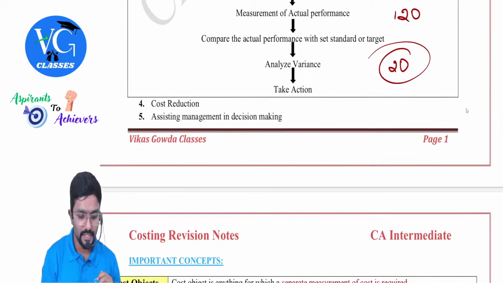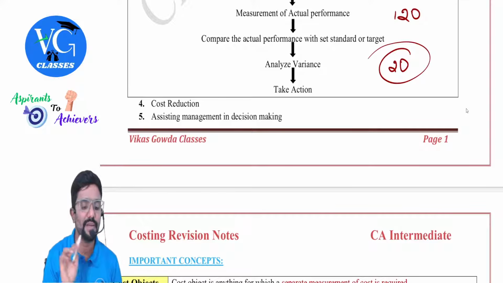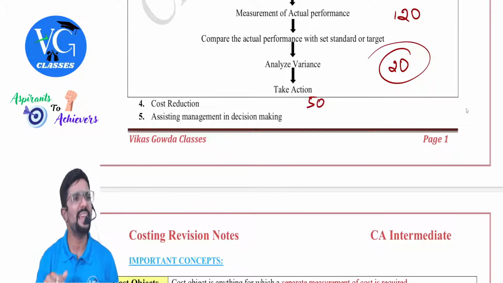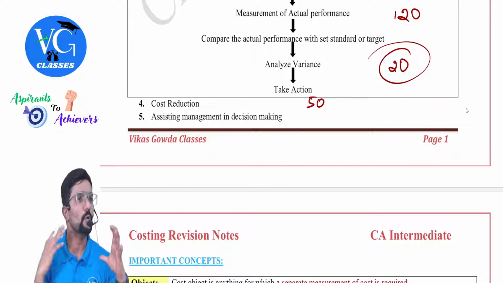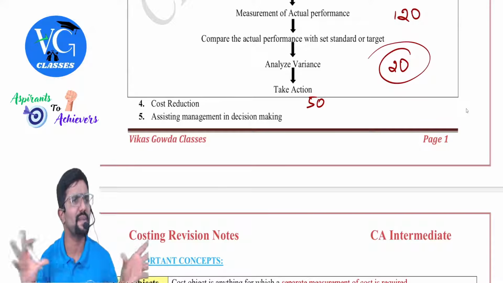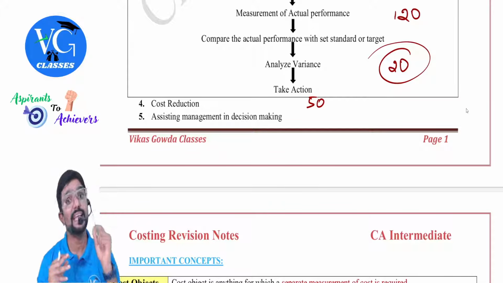Okay. Next is the cost reduction. Sir, what is cost reduction? Guys, assume now presently the company is incurring a cost of 50 rupees to produce each and every unit. Will they be happy with this? No. No company will be happy with whatever cost they are incurring. They will always be finding ways to reduce their cost. Okay, but in a healthy way.